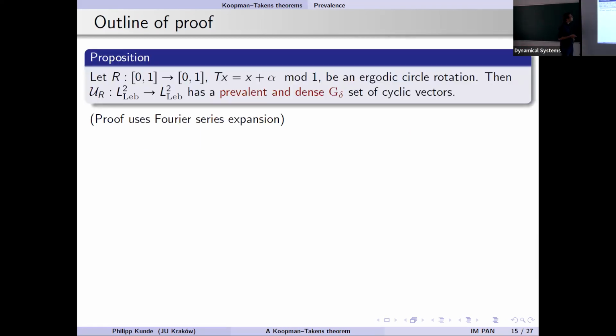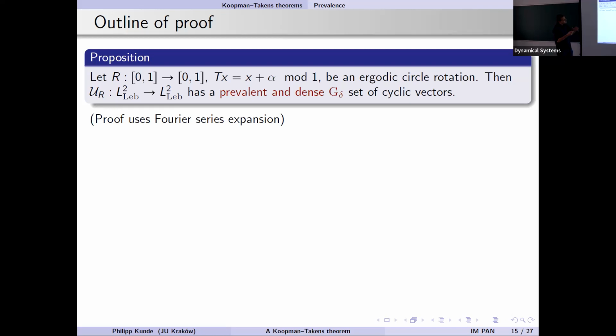Because here, let me just give a bit of the outline of the proof. How we approach that was, to get the density, exactly what I indicated earlier, namely that we apply Halmos' conjugacy lemma. So in fact, we only prove or check for one map that we could get a prevalent set of cyclic vectors, namely the irrational rotation of the circle.